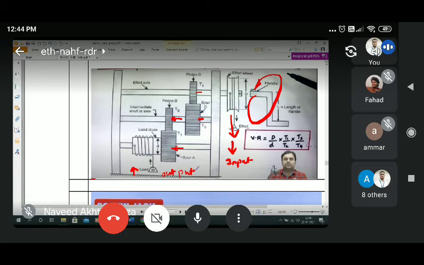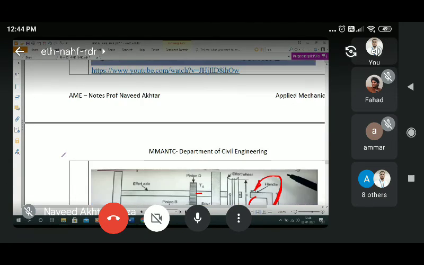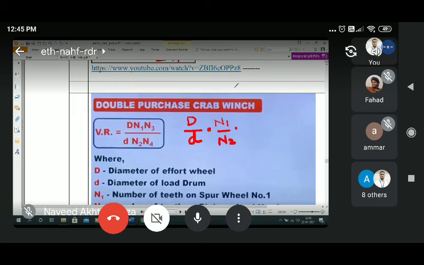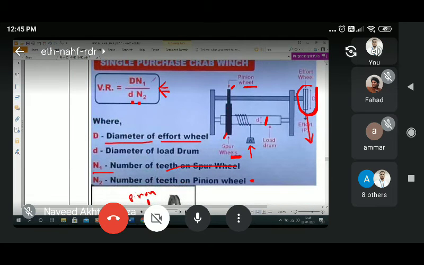The velocity ratio of this double purchase crab, because two wheels are there: first, the diameter of the effort wheel divided by the diameter of the drum, small d. N1 is the number of teeth on the spur wheel, and it is a ratio to the number of teeth on the pinion wheel, N2. Then again there is an attachment. In a simple purchase crab only one attachment is there, so it is N1 and N2 only.